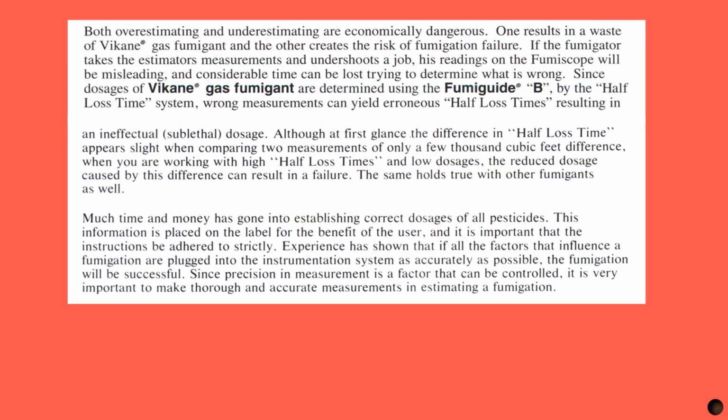Both overestimating and underestimating are economically dangerous. One results in a waste of Vikane gas fumigant, and the other creates the risk of fumigation failure. If the fumigator takes the estimator's measurements and undershoots a job, his readings on the fumiscope will be misleading, and considerable time can be lost trying to determine what is wrong. Since dosages of Vikane gas fumigant are determined using the Fumiguide B by the half-loss system, wrong measurements can yield erroneous half-loss times, resulting in ineffectual sublethal dosage.